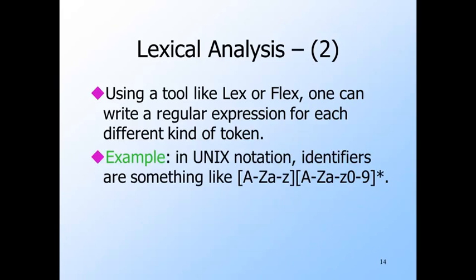As an example, the expression for identifiers might be the one shown here. That's this. Using the Unix notation, this expression describes identifiers as any letter, that's this, followed by 0 or more, the star, letters or digits. In many languages, identifiers allow some more options. For example, underscore might be included as if it were another digit, so it would just appear in this list here as an underscore.